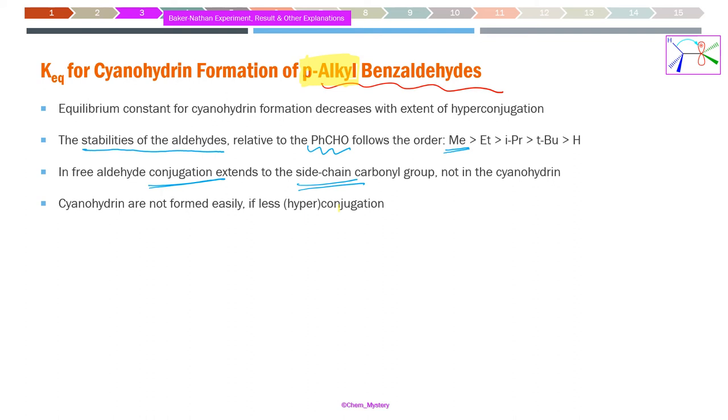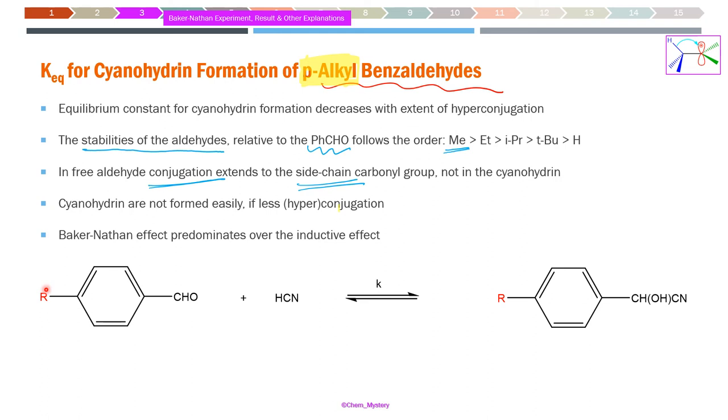Once the cyanohydrin formation has taken place, no such kind of stabilization would come, because the C double bond O which was present in the aldehyde was in conjugation with the benzene ring, hyperconjugation with the benzene ring, we can say. So cyanohydrins are not very easily formed if the hyperconjugative stabilization for the given aldehyde is greater. Because you see, if we have any molecule like this, with more carbon hydrogen bonds present on the para position, this carbon is going to have its delta positive charge decreased.